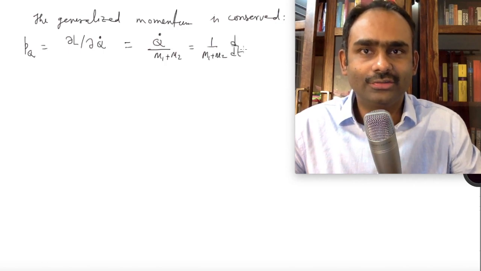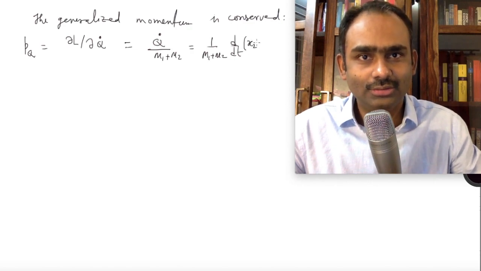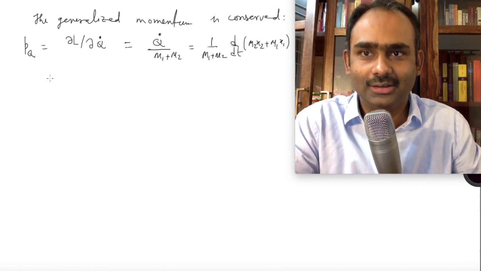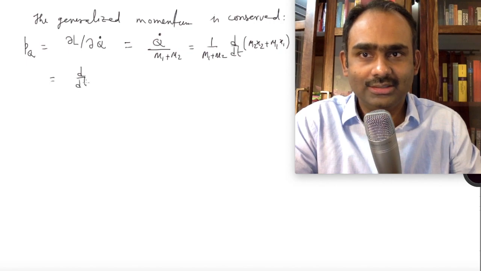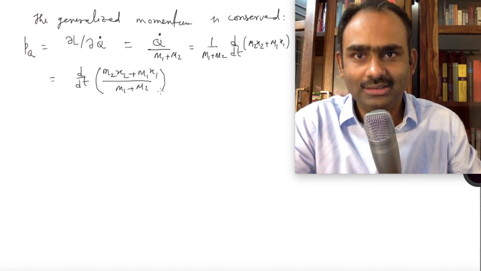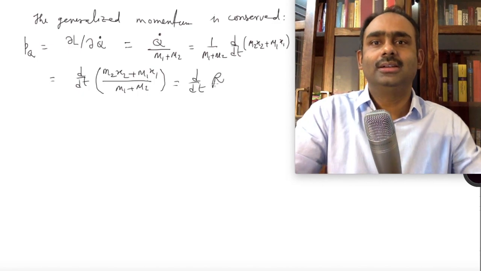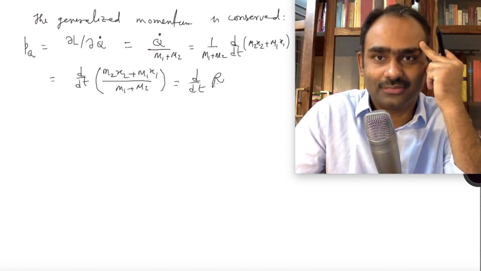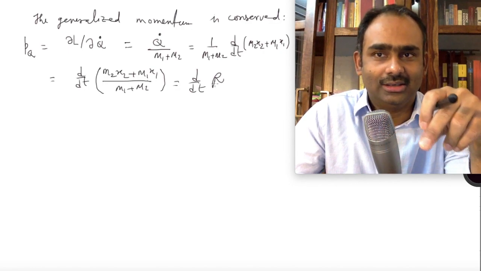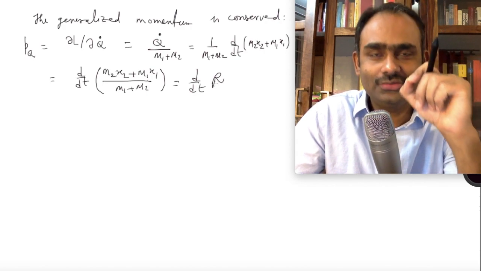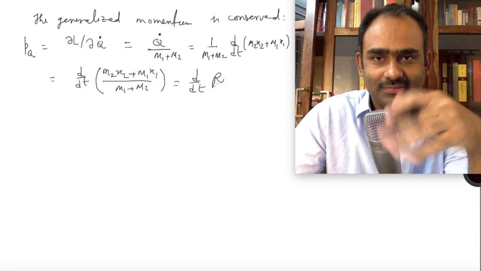And what's Q dot? Q dot is d over dt of Q. And what is Q? Q is M2 X2 plus M1 X1 over M1 plus M2. So it's d over dt of M2 X2 plus M1 X1 over M1 plus M2. Does this appear familiar? This quantity in the round brackets is the location of your center of mass. So all you are getting is that the velocity with which the center of mass is going to move is a constant. That's what it says, which is true.